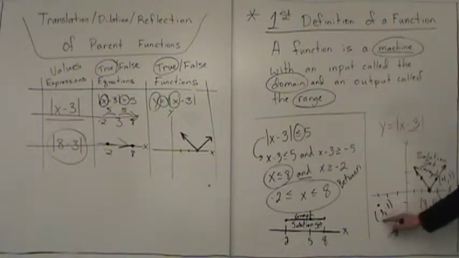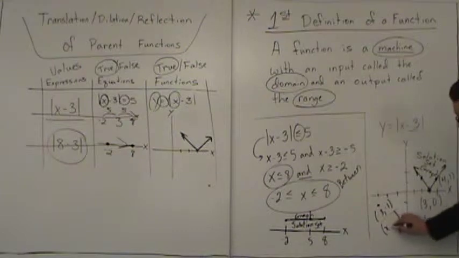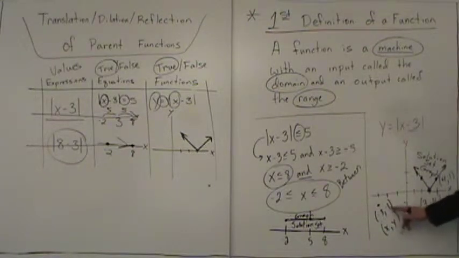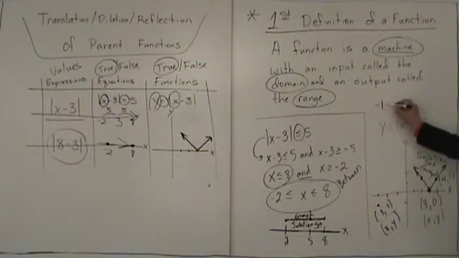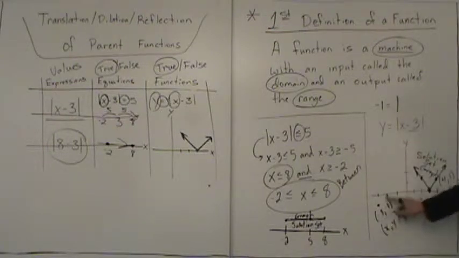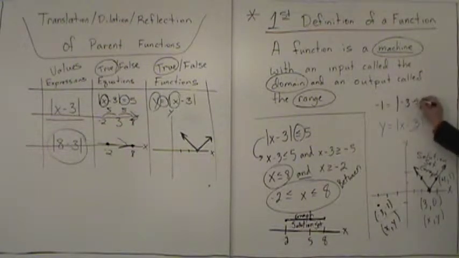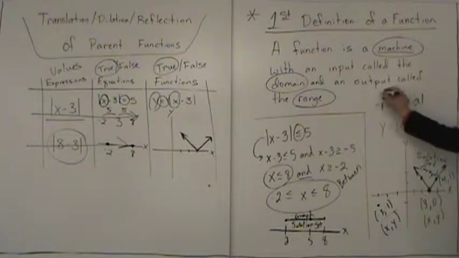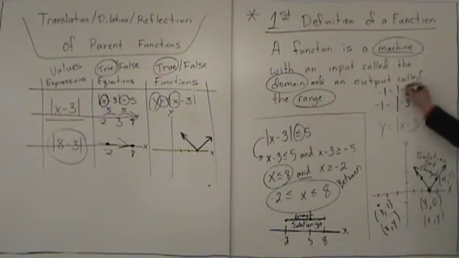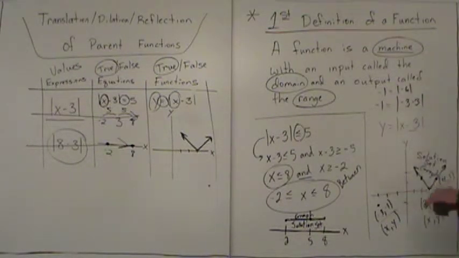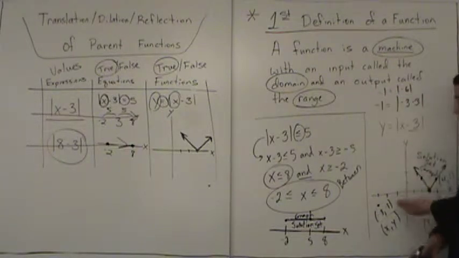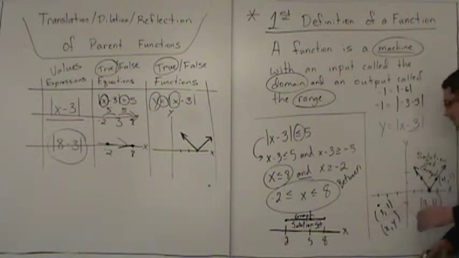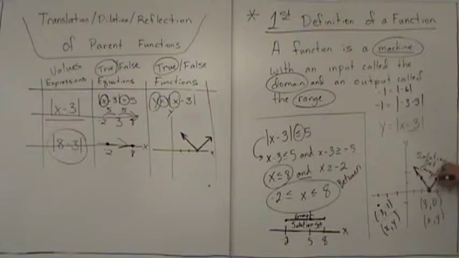For instance, -3, -1 has an x value of -3 and a y value of -1. So if we put in -1 for y, we get -1 is equal to the absolute value, and put in -3 for x, -3 subtract 3. Is this true? Hopefully you say no. Is -1 equal to the absolute value of -6? No. The absolute value of -6 is not equal to -1, so we see that any other points make this false. So again, what makes it true? The points that lie on the function itself, the V.